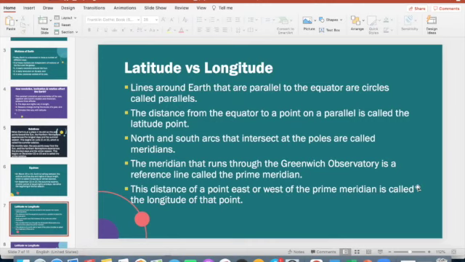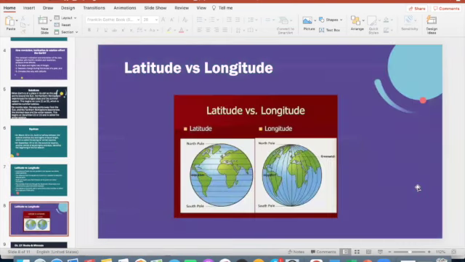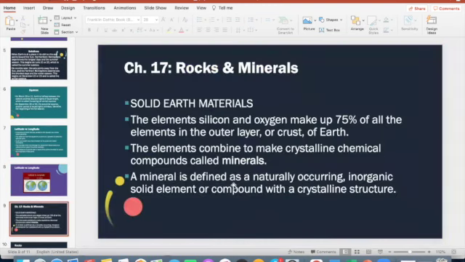So longitude lines run straight up and down between the poles, and latitude lines are parallel to the equator. All right, so this is the difference between latitude and longitude. Longitude is between the North and the South Pole. Latitude is parallel to the equator. So that was the gist of chapter 16.